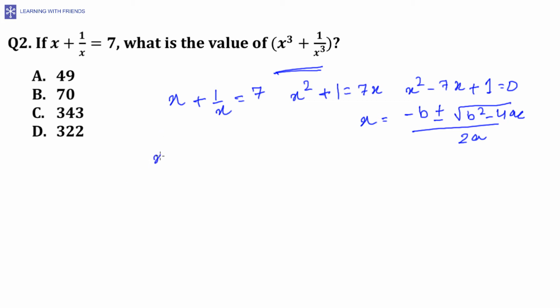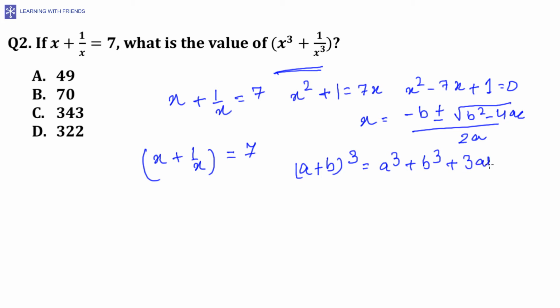So we have x plus 1 by x. This value is given to us as 7. So let's cube this equation, right? Now, how do you cube something of the form a plus b? The formula for this is a cube plus b cube plus 3ab multiplied by a plus b. So we use the same formula to find the cube of x plus 1 by x. So x plus 1 by x whole cube will be 7 cube.